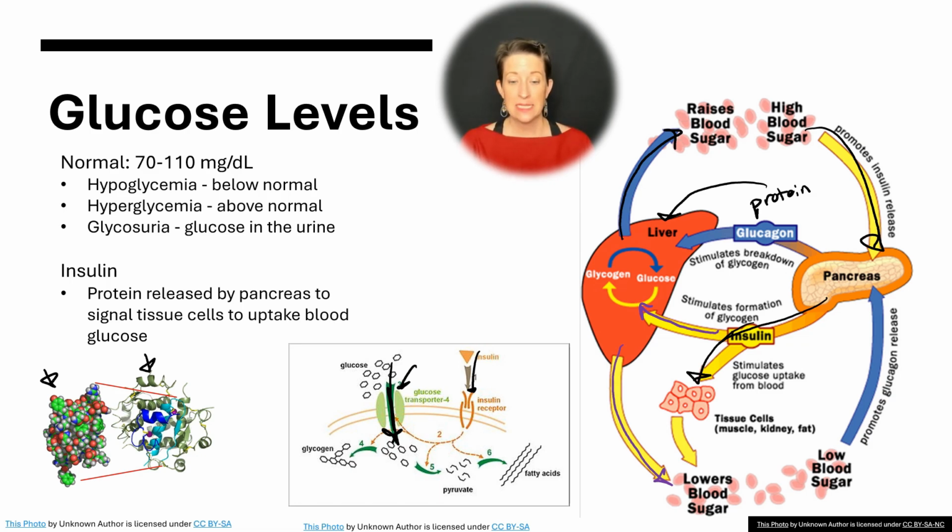Once glucose is in the cell, a couple different pathways can occur depending on the cell it entered. It can undergo cell respiration, that's where we're going to get our ATP. If we have too much blood glucose and we're working with the liver cells or muscle cells, we might signal the production of our glycogen.